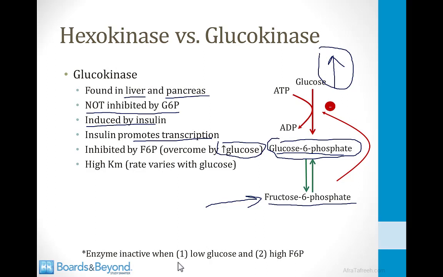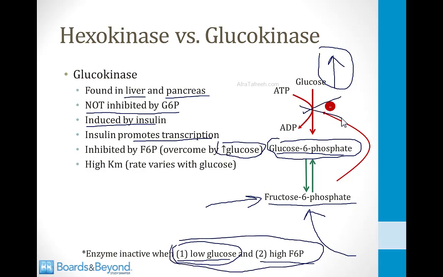Another way to look at this is that the only time this enzyme is inactive is when you have two things present, both a low glucose level and a high level of fructose 6-phosphate. So let's think about this. When you're fasting, your blood sugar level becomes low. And also in times of fasting, the liver begins to perform gluconeogenesis. This means that pyruvate molecules are being converted into fructose 6-phosphate as part of gluconeogenesis. So when both of these are present, you want to shut down this enzyme so that glycolysis will not proceed and the liver will favor gluconeogenesis. Make sure you think about this. This inhibition by fructose 6-phosphate, which is overcome by high glucose, can be confusing.